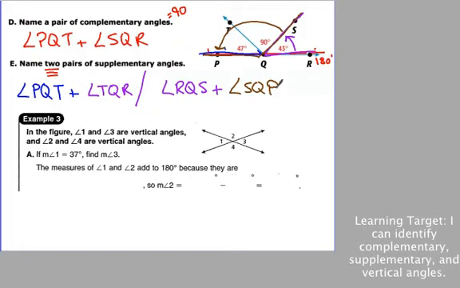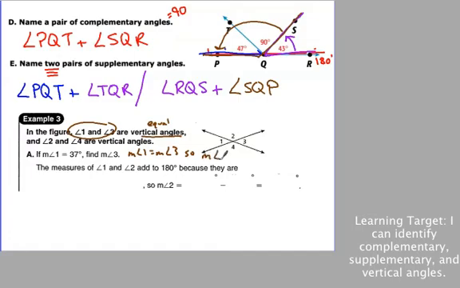Let's talk about why vertical angles work now. Remember, if we see that angle 1 and angle 3 are vertical, let's circle that here, the first thing that should pop into your head is that these are equal measurements. So if the measure of angle 1 is 37 degrees, and they're vertical, I know the measure of angle 1 equals the measure of angle 3. Therefore, the measure of angle 3 has to be 37 degrees.